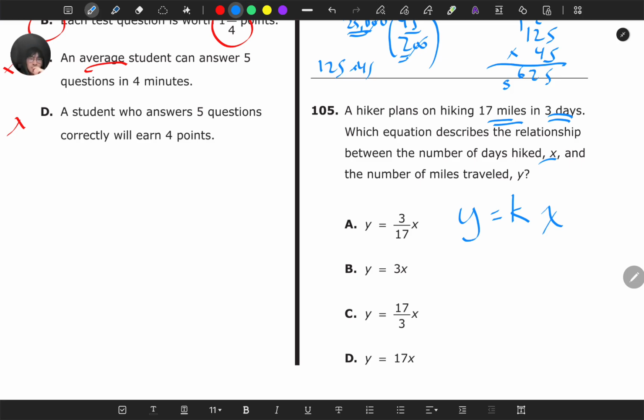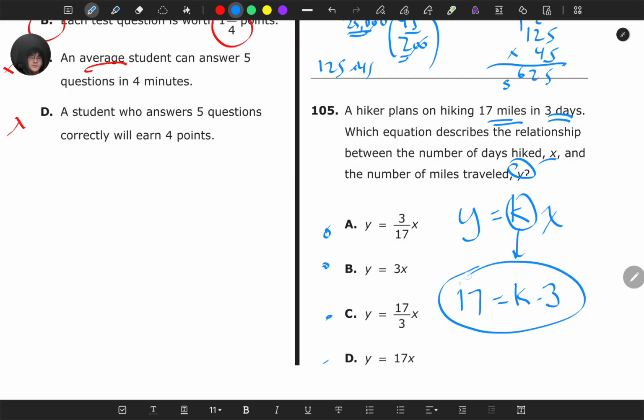So if you think of it like that, then you could think of the y as the output, and that's 17, and that's equal to some constant k. I don't know, it's like a slope. So I'm gonna call this k for now, and x we know. X is the number of days hiked, so it's 3. Okay? And then looking at these choices, I know that this is talking about constant proportionality because it looks like some format. Y is equal to a constant times x.